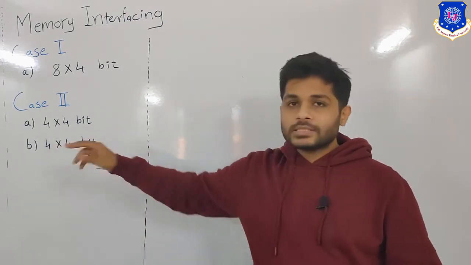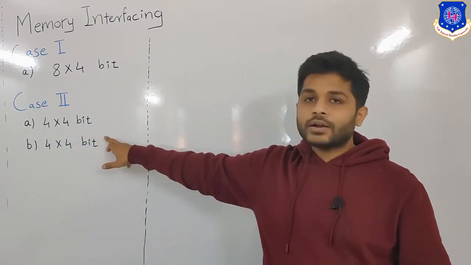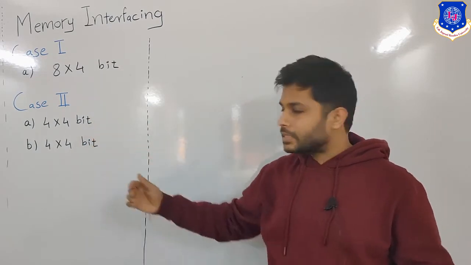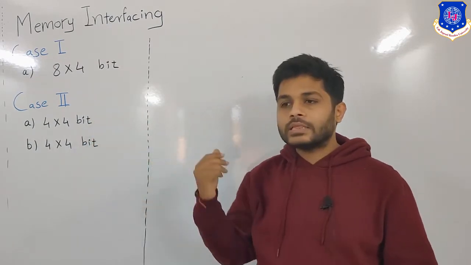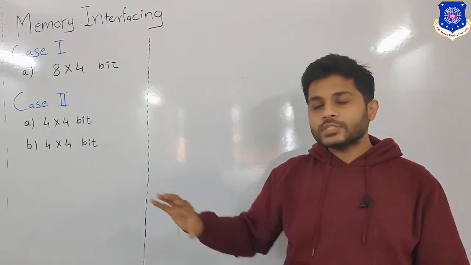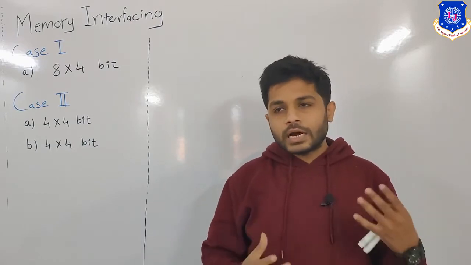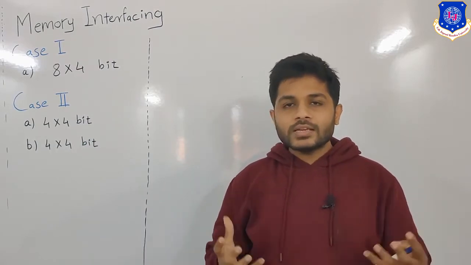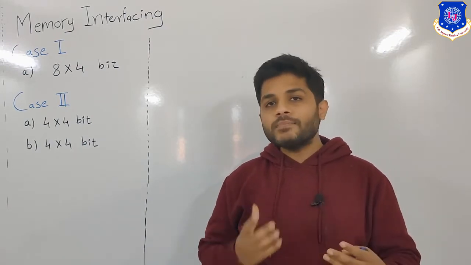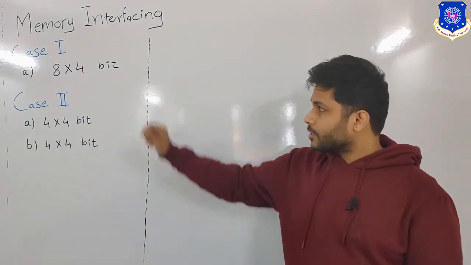These two memories may seem the same, but they are different units. The specifications are the same, both memories are 4 cross 4 bit, but there are two units. So in the second case, we will interface two 4 cross 4 bit memories with the microprocessor, and we will understand what you need to do when you are interfacing multiple memories with the microprocessor. So let's see the first case.